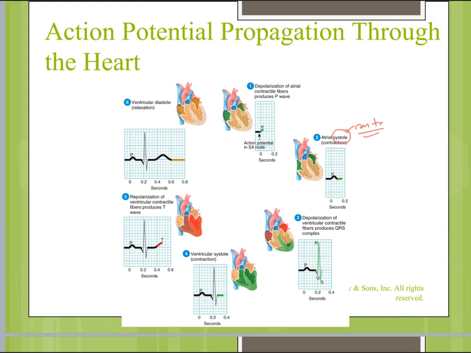So step 3, depolarization of the ventricular contractile fibers produce that QRS complex. As a result, ventricular systole ensues. So after the QRS, the ventricles contract, and ventricular systole goes in that time period, that interval from the end of the QRS complex all the way to the T wave. Now for the T wave, we get repolarization of ventricular contractile fibers, again producing that T wave, and then we get into ventricular diastole.